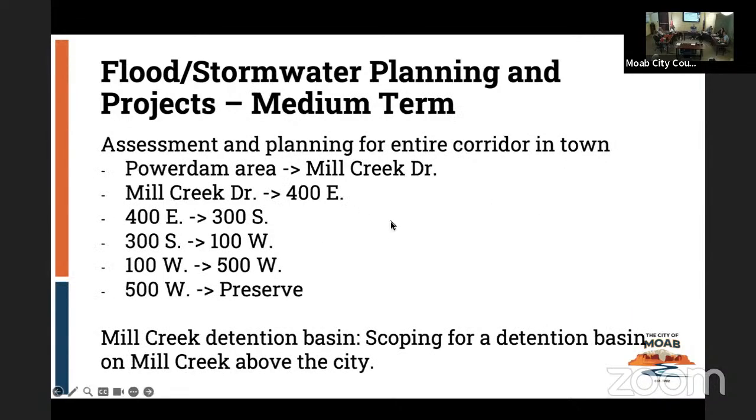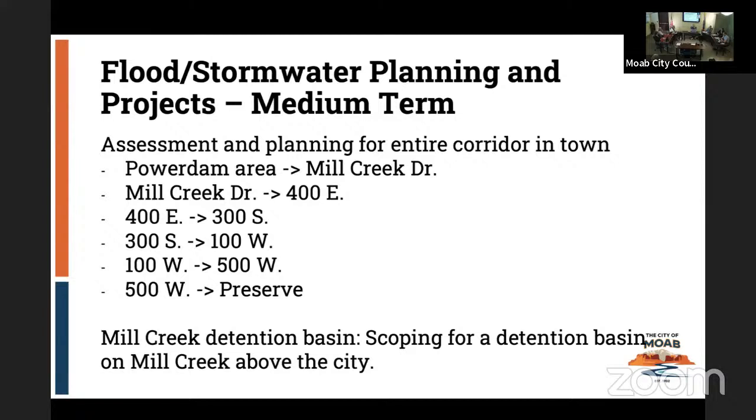All right, so that's a list of most of the projects that we're doing right now or in the process of doing. Related to that is our ability to assess the capacity and plan for the corridor moving forward, given this relatively new world we live in. So there's a plan to do a comprehensive assessment throughout the corridor, from the Power Dam area down within the city limits.